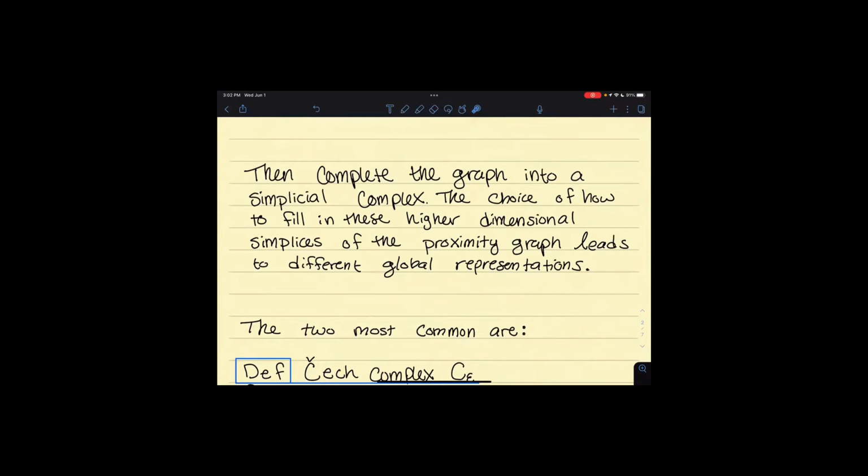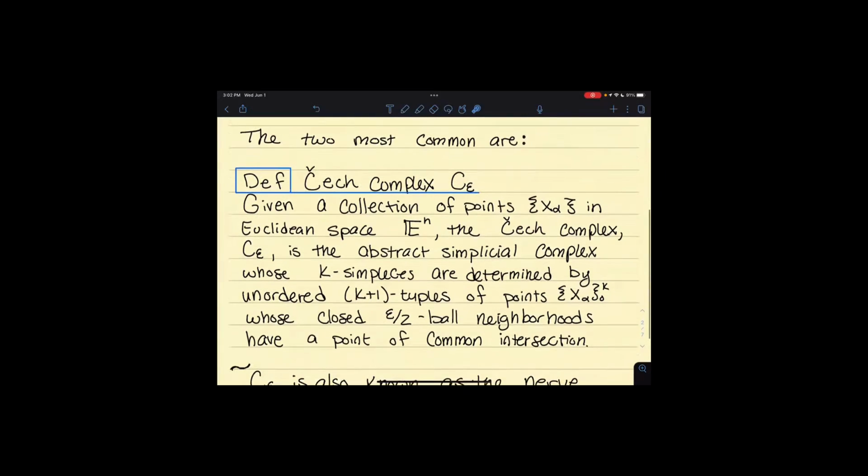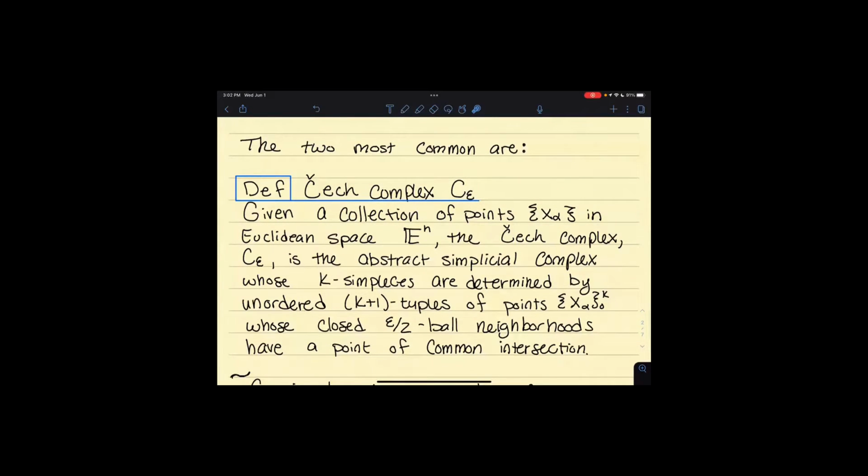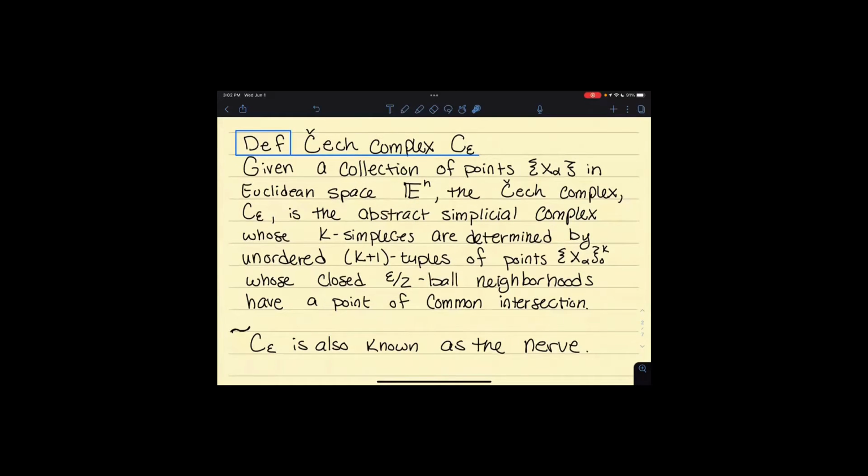The two most common are the Čech complex, which is denoted C sub epsilon. So given a collection of points, x sub alpha, in Euclidean space E^n, the Čech complex, C sub epsilon, is the abstract simplicial complex whose k simplices are determined by unordered k plus 1 tuples of points, x sub alpha from 0 to k, whose closed epsilon over 2 ball neighborhoods have a point of common intersection. C epsilon is also known as the nerve. So our Čech complex is sometimes called the nerve because everything has to kind of be connected to a central point and they all branch off from there.